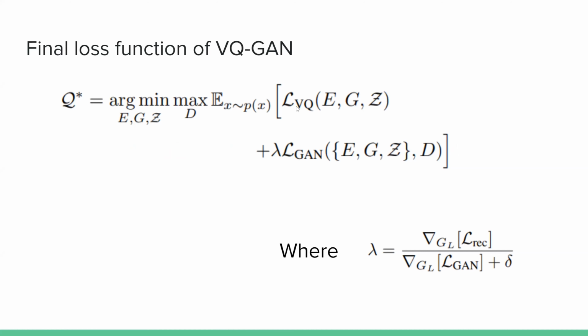So the final loss is a combination of VQ loss and GAN loss, and then we have this lambda parameter.